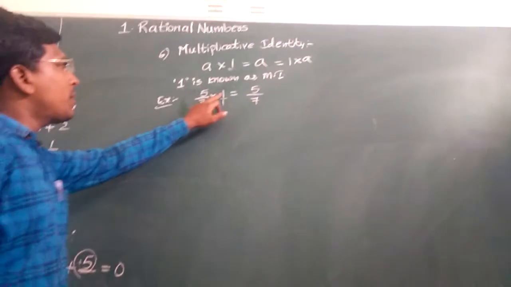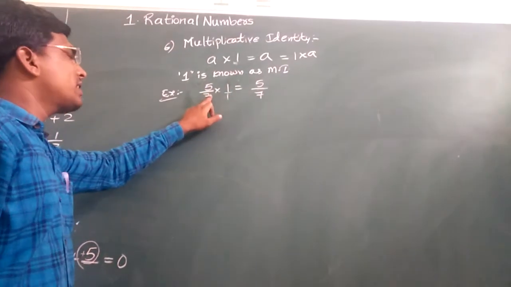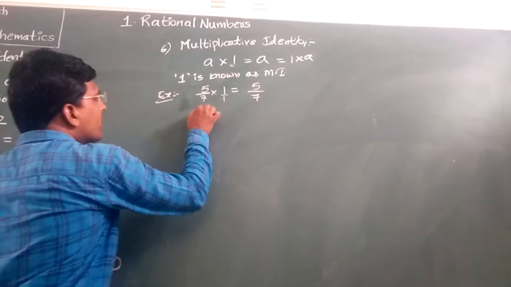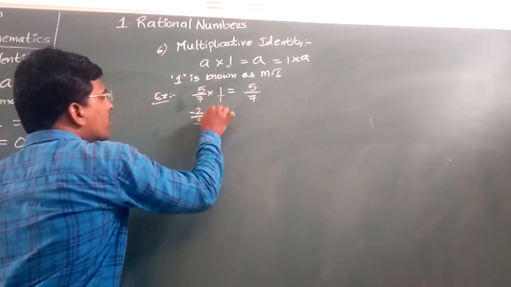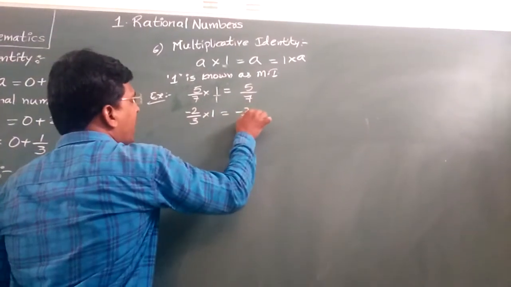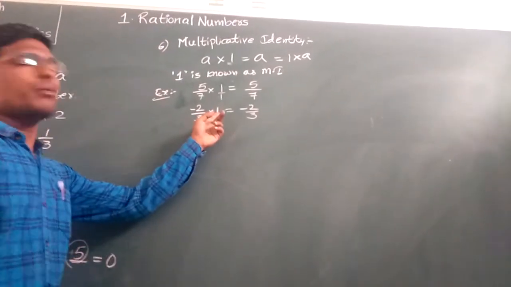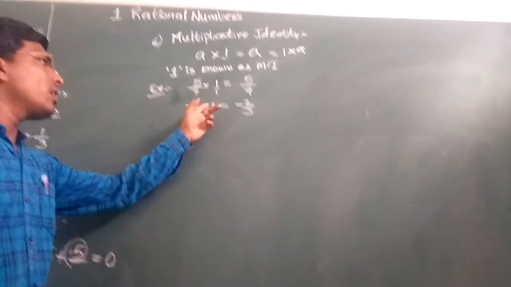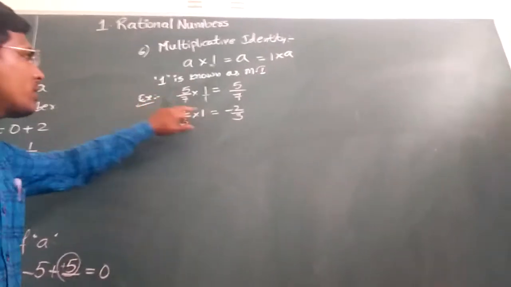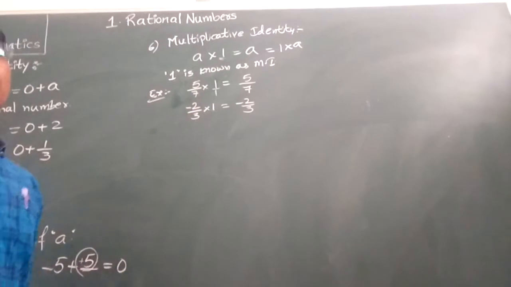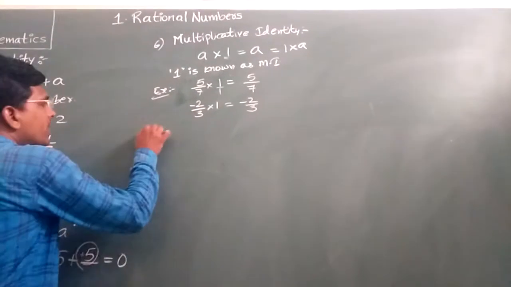See, if you multiply the number 5 by 7 by 1, we are getting the result as 5 by 7 only. For example, if you take minus 2 by 3 into 1, you get the answer as minus 2 by 3 only. So that's why 1 is known as multiplicative identity. If you multiply any number with 1, you will get the same number.